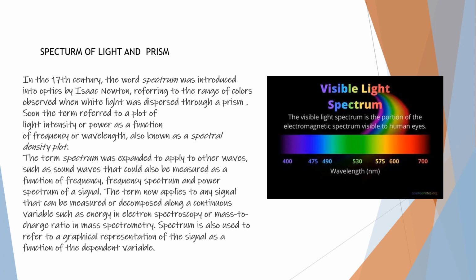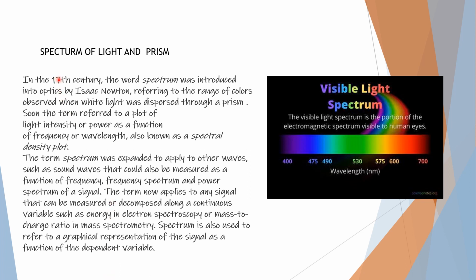So let's move to the spectrum of light and prism. First of all, before telling you about the spectrum of light, let me tell you about the prism. A prism is a transparent body that is bounded in part by two non-parallel plane faces and is used to disperse a beam of light.